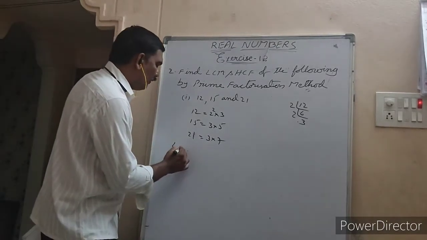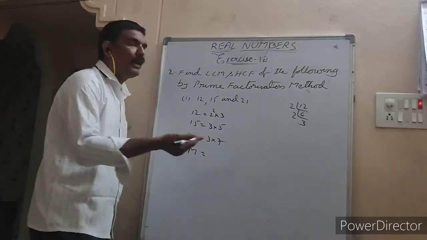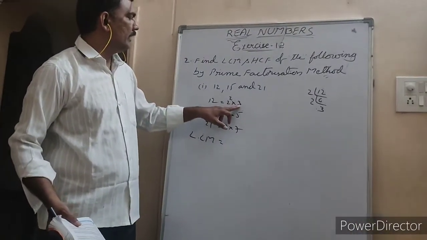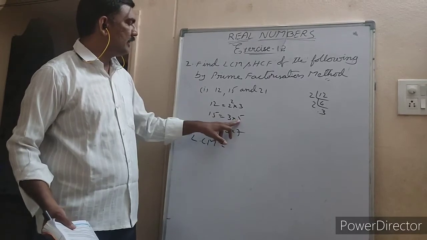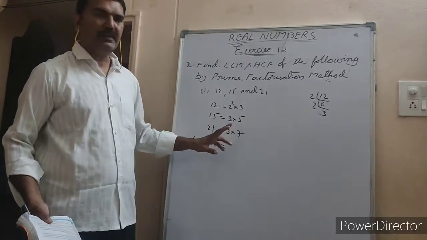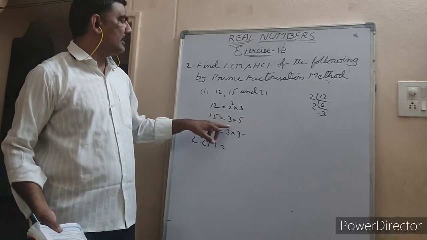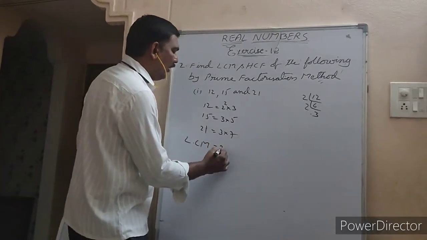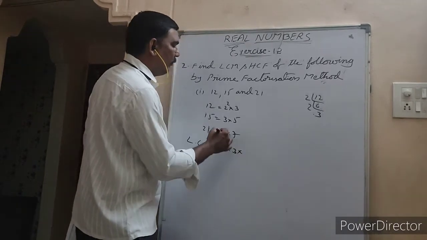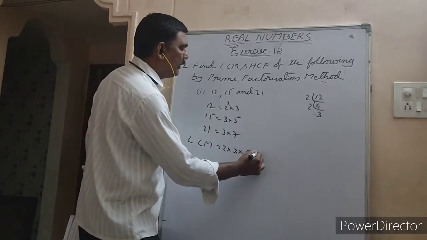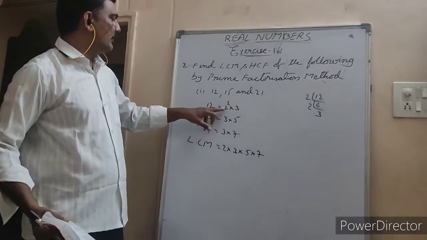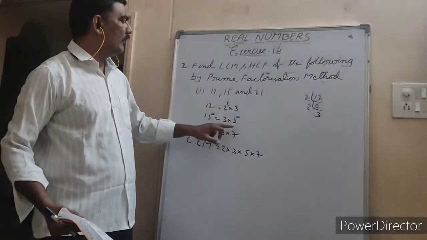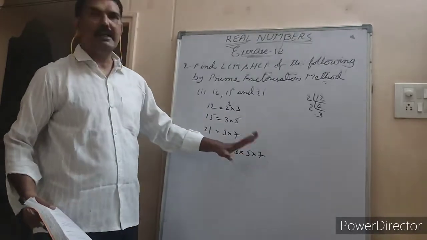To find LCM, first what do you have to do? See the bases. Here the base is 2, base is 3, base is 3, base is 5, base is 3, base is 7. Powers, if you are not seeing them, means the power will be 1. So for LCM, all bases you have to write one time. So base 2 is there, 3 I wrote only one time, 5 and 7 one time each.